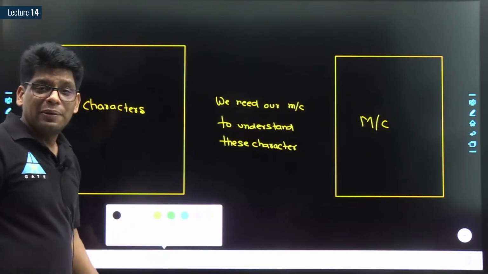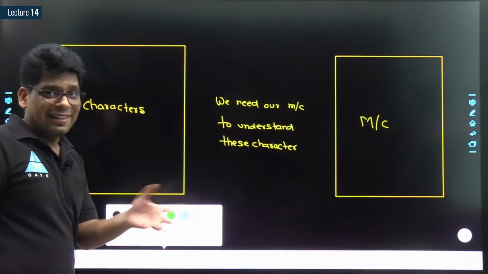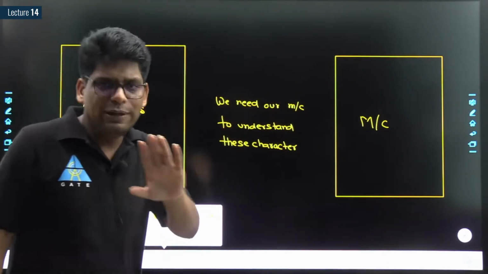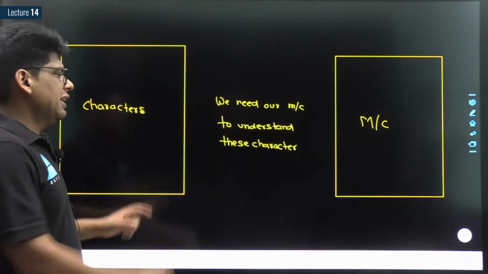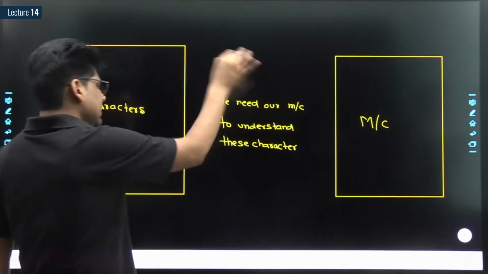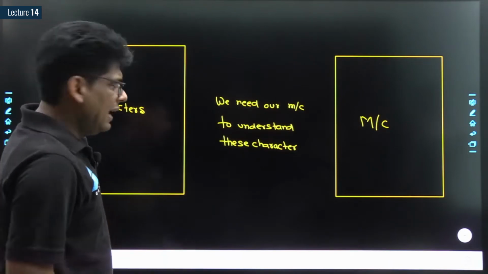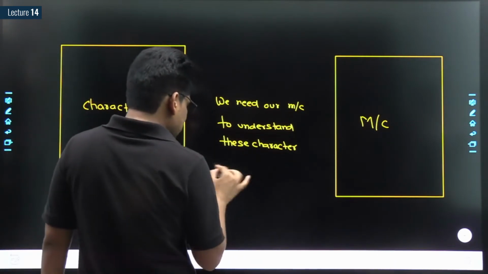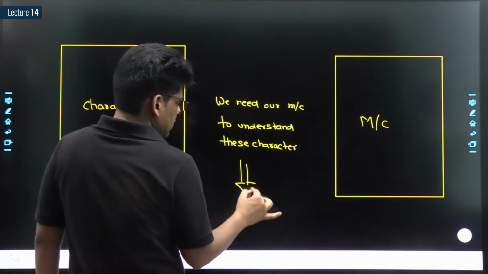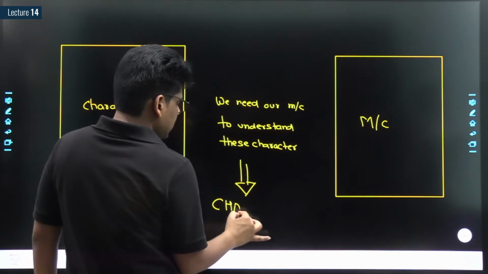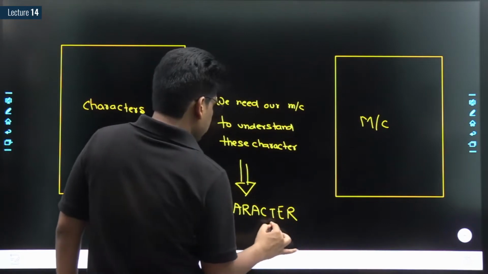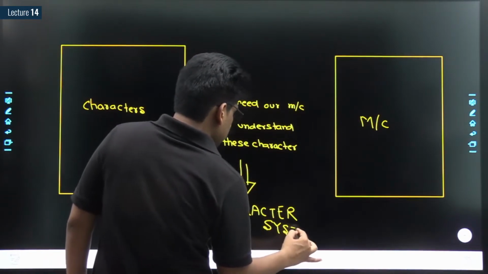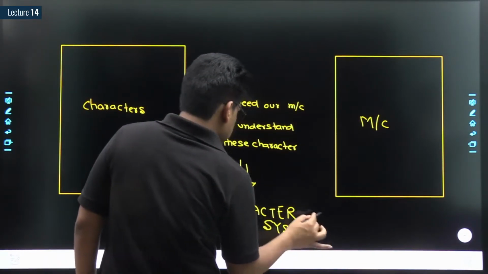The user. What does the user know? Either Hindi, English, Malayalam, Kannada. So we want the machine to understand this character set. And how is it possible? This is possible by something called a character system.